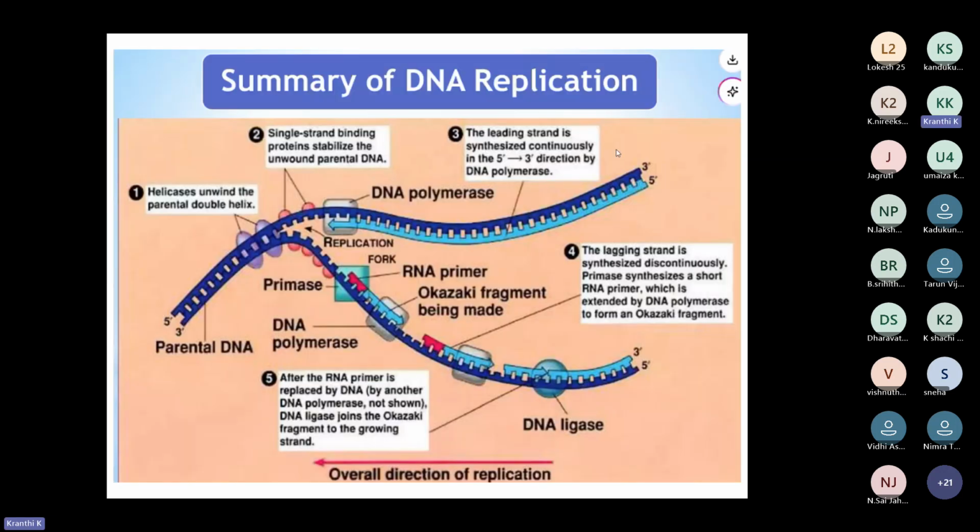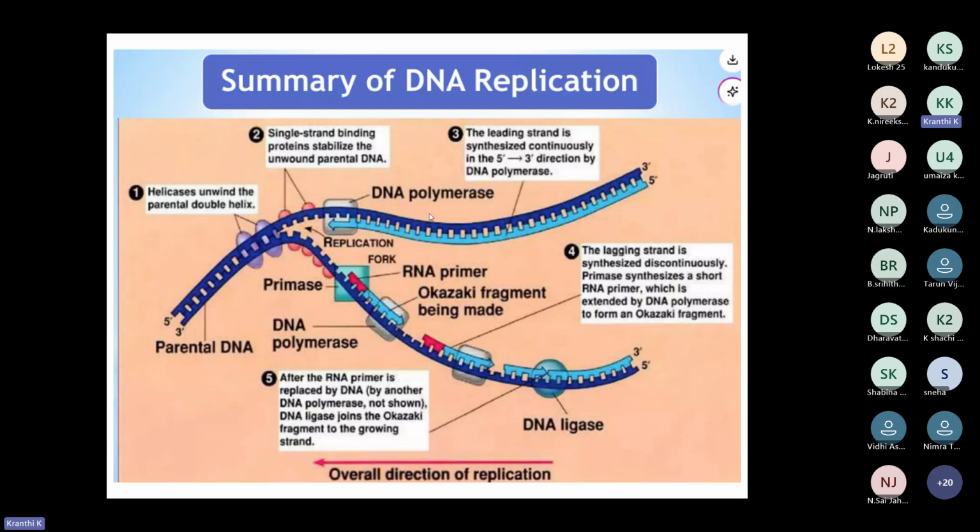Clear? Then let us see the summary of DNA replication. First, helicases unwind the parental double helix. So this is a double strand, and the helicase will unwind it. Later, single strand binding proteins stabilize the unwound parental DNA. The SSBs, single strand binding proteins, are added to the single strands so that they won't bind to each other again.